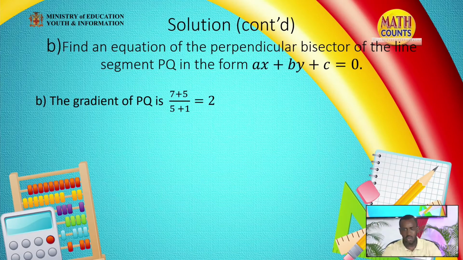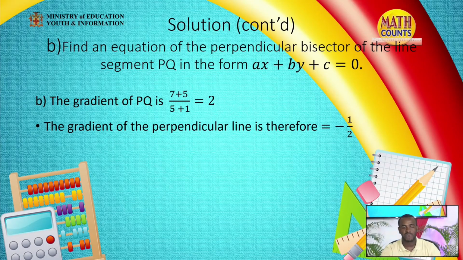But let us go back to our question. It said to find an equation of the perpendicular bisector of the line segment PQ. Therefore, if the gradient of PQ is 2, it means that the gradient of the perpendicular bisector of PQ is negative 1/2. You are so much correct.